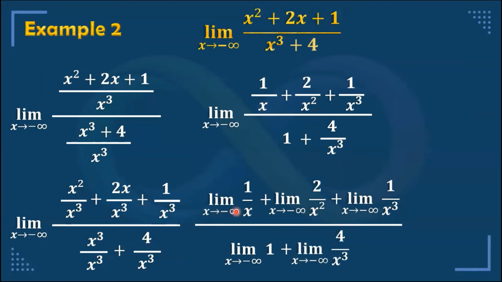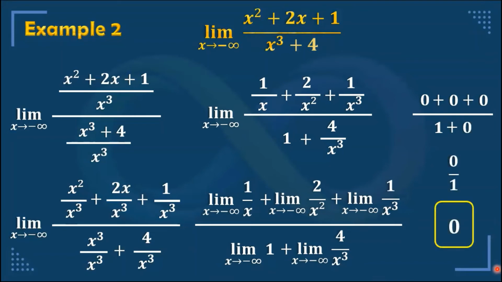Then solve for the limits. We have 0 plus 0 plus 0, since all the functions in the numerator are in the form 1 or number over variable, then the limit is 0. All over limit of 1 is 1, plus limit of 4 over x cubed is 0. Simplify, we have 0 over 1 and the limit of the function is 0.